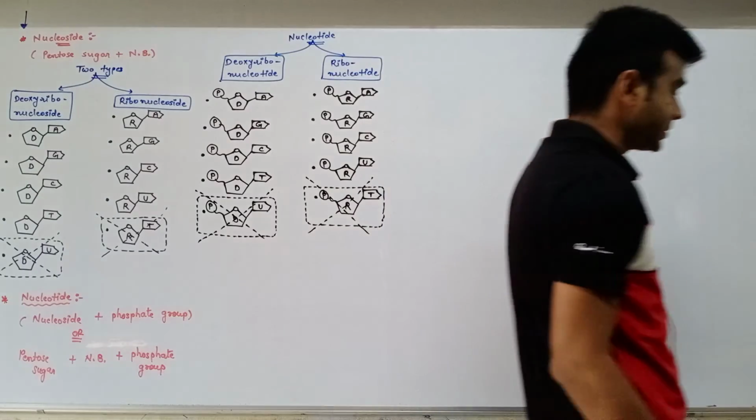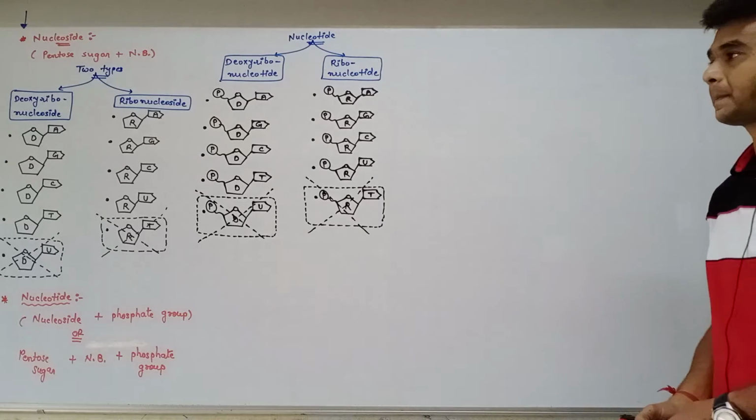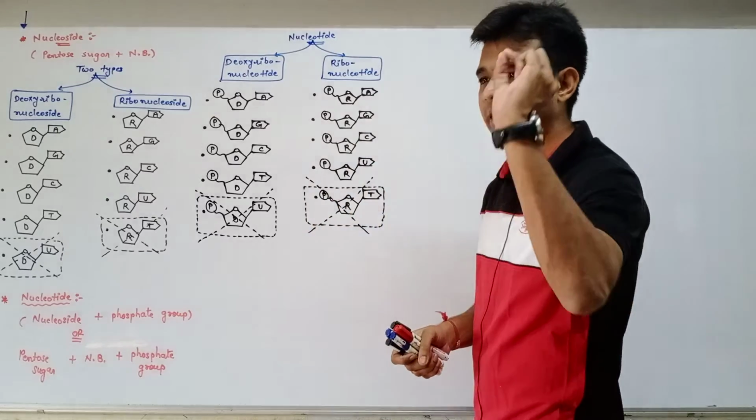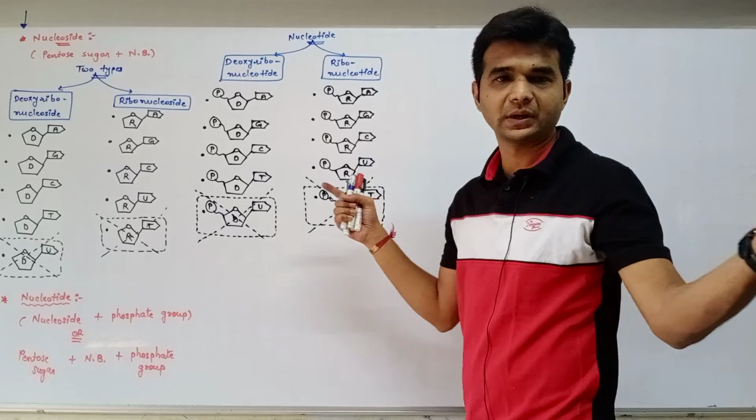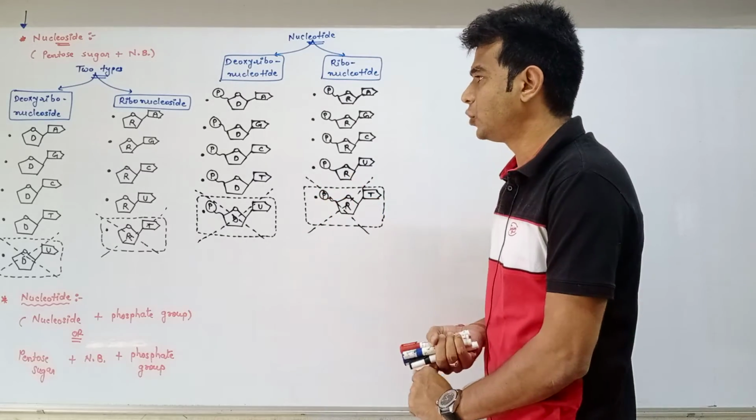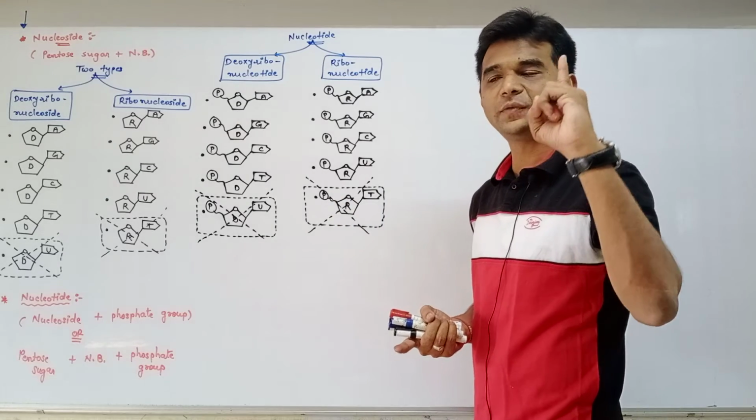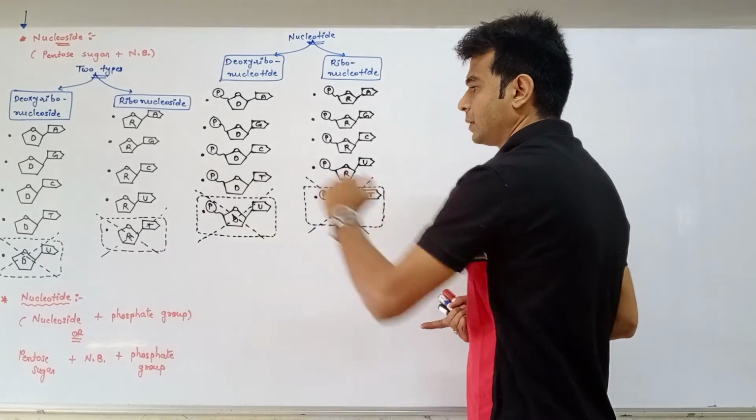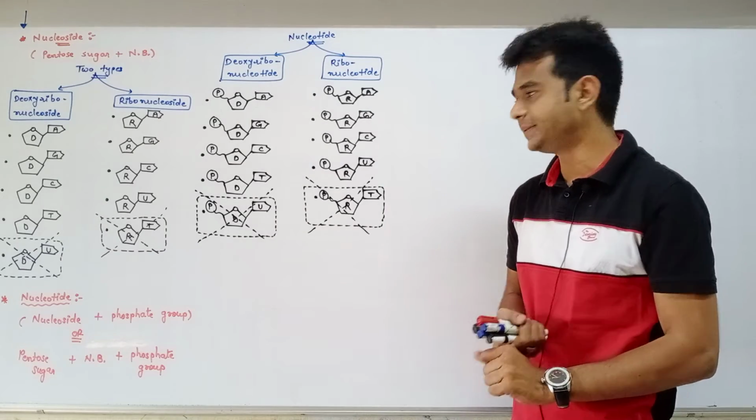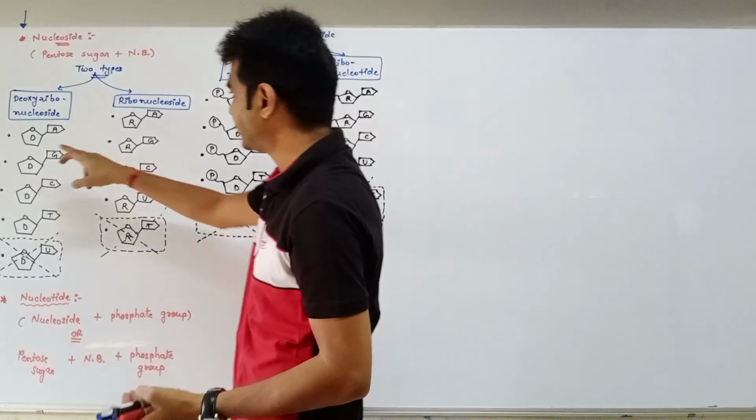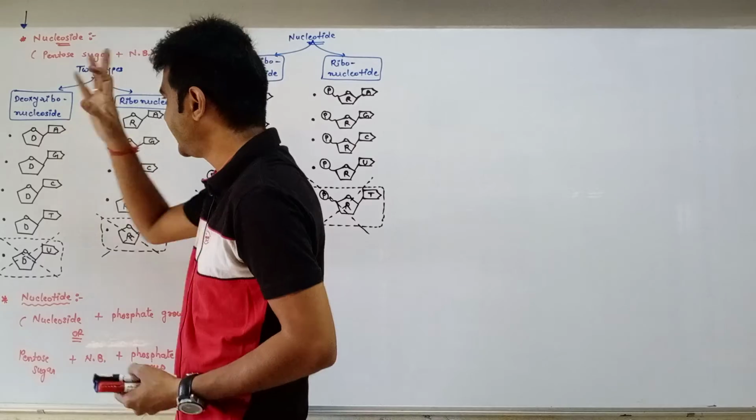Dear all students, now please concentrate here. I can now draw only one. If you want to do the practice, then you can carry on. I have no problem at all. But I will draw only one structure of nucleoside and one structure of nucleotide. Okay? Fine. Just for example, deoxyribose sugar with adenine.